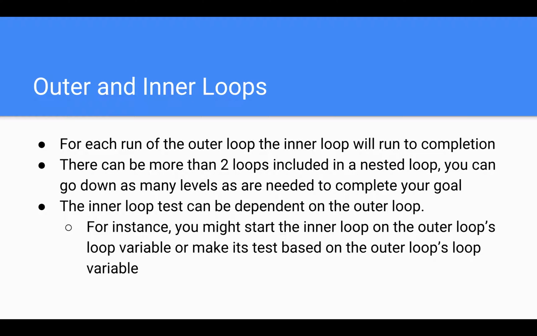There can be more than 2 loops included in a nested loop. You can go down as many levels as are needed to complete your goal. The inner loop test can be dependent on the outer loop. For instance, you might start the inner loop on the outer loop's loop variable, or make its test based on the outer loop's loop variable.